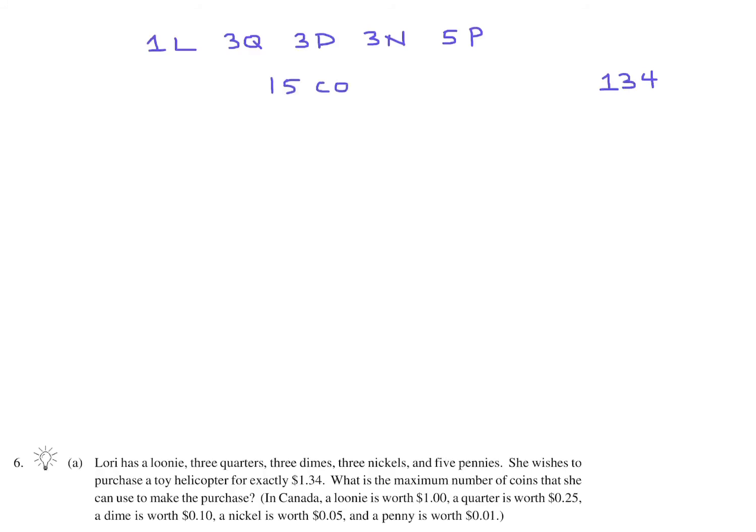All right, now I want to figure out the total value of her coins. So it's $1 plus 75 cents. I'm going to convert this to cents. 3 dimes is 30 cents. 3 nickels is 15. And then 5 pennies is 5. And this looks like 225 cents. So she has 225 cents and she wants to spend 134 cents. So she definitely has enough money.